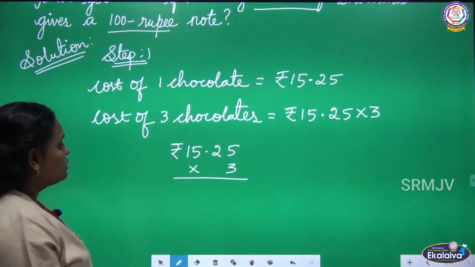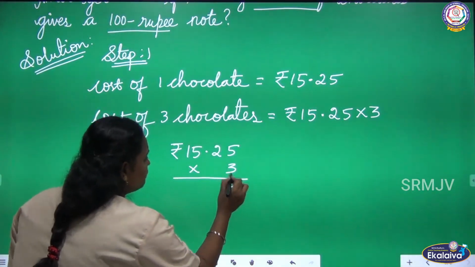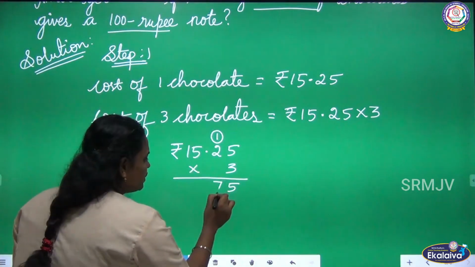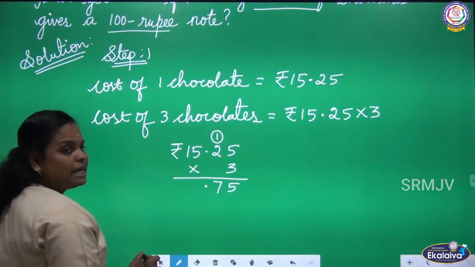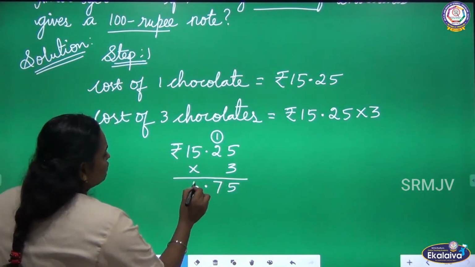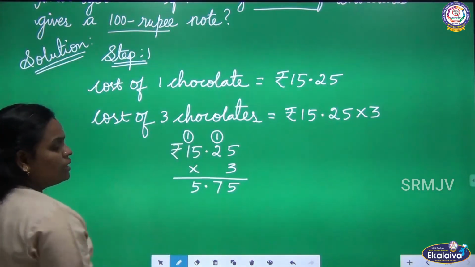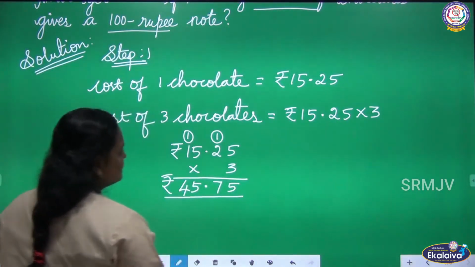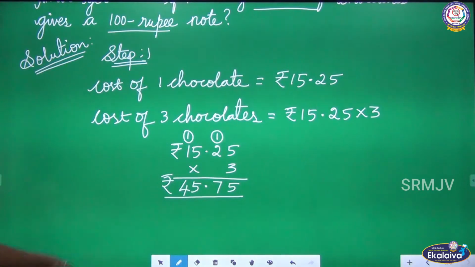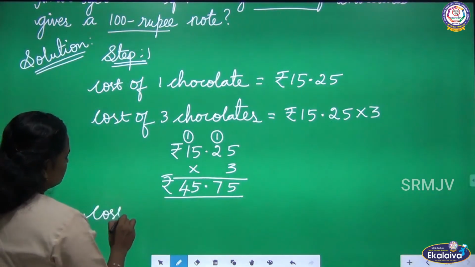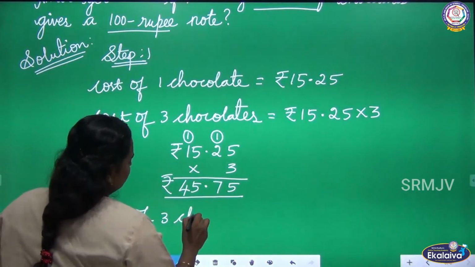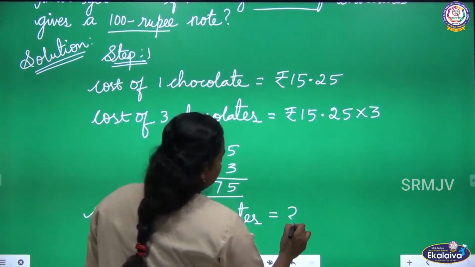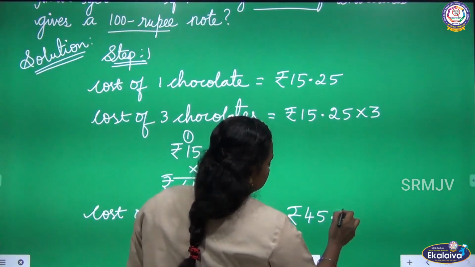So if you multiply 15 rupees 25 paise by 3. So listen children, 3 5s are 15. So 5, 1 carry over, 3 2s are 6. 6 plus 1 is 7, then put the dot, then 3 5s are 15. So 5, 1 carry over, then 3 1s are 3, 3 plus 1 is 4. So write the rupees symbol. So tell me the answer. What is the cost of 3 chocolates is 45 rupees 75 paise. So cost of 3 chocolates equal to rupees 45 rupees 75 paise.